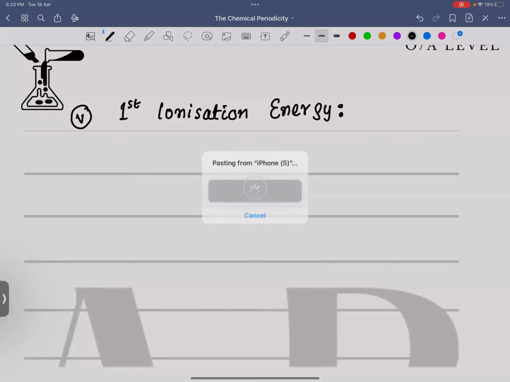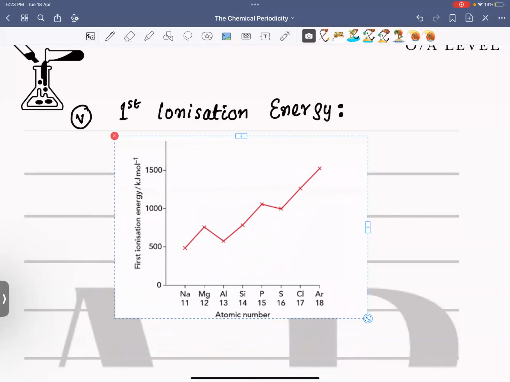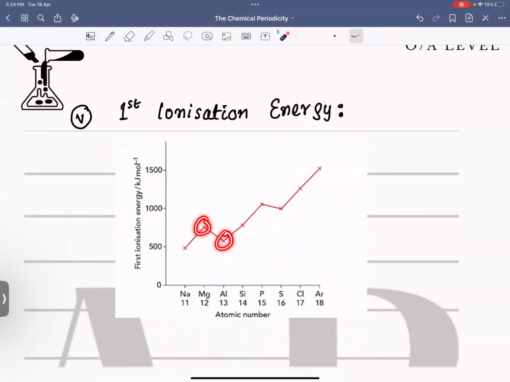So here we have this trend. And if you recall, from magnesium to aluminum, the decrease in the ionization energy is because the electron went to the p subshell, and here the electrons are in 2s. So the p subshell is further away from the nucleus.